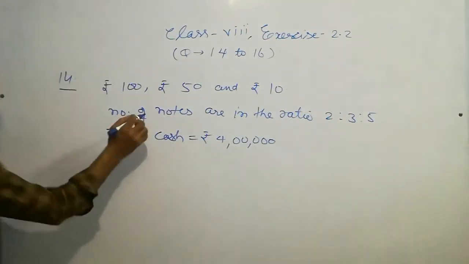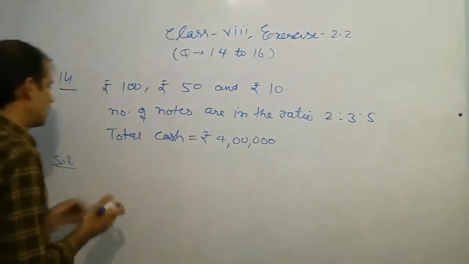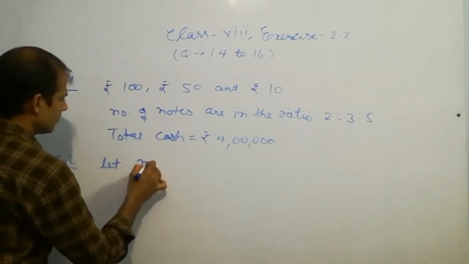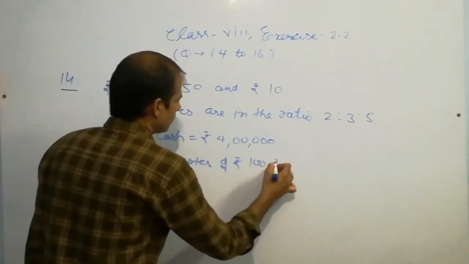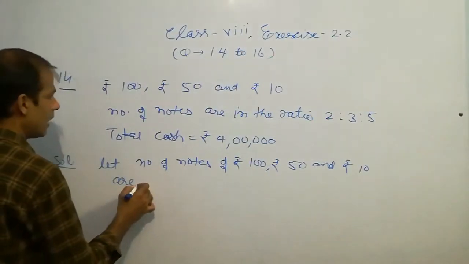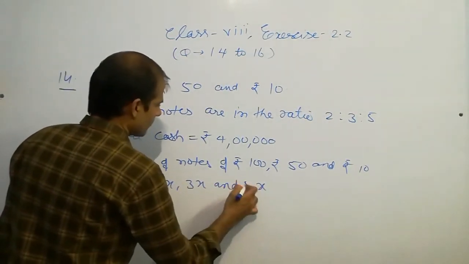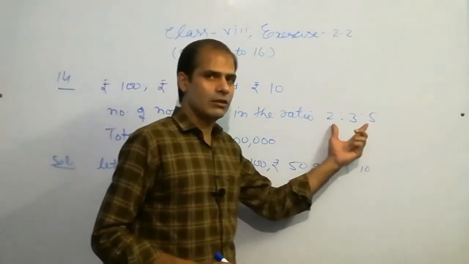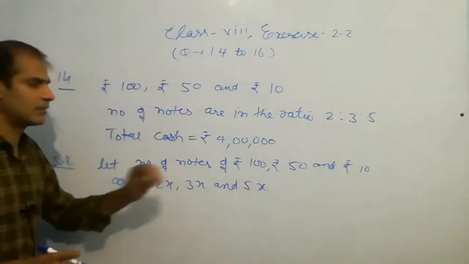Now focus at the board. So this is the ratio. Then we will write, let number of notes of rupees 100, rupees 50 and rupees 10 be 2x, 3x and 5x. I told you in the previous video, if ratio is given, you can multiply all these values in the ratio by x. So 2x, 3x and 5x.